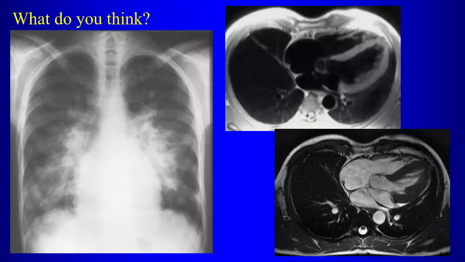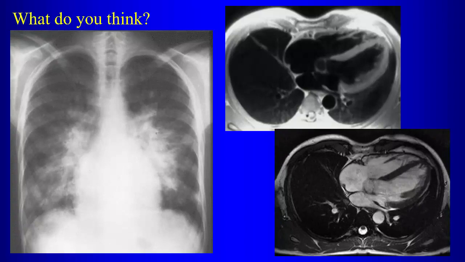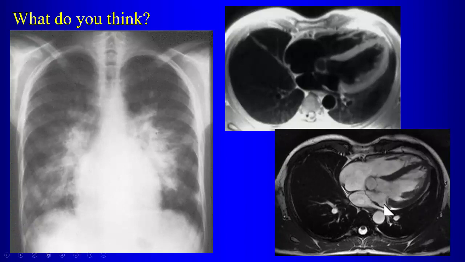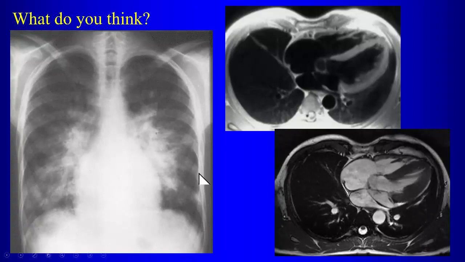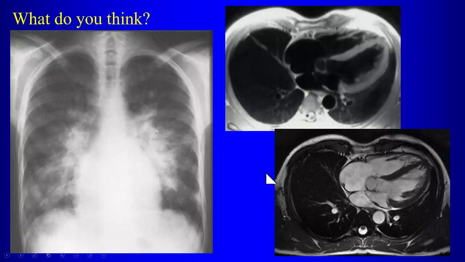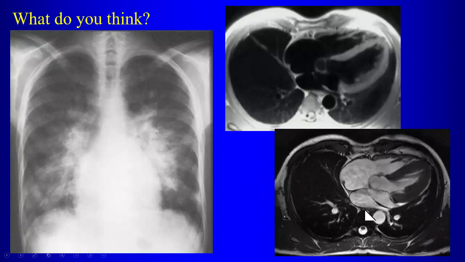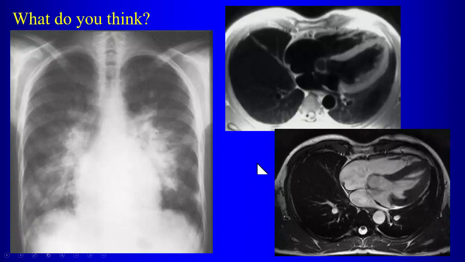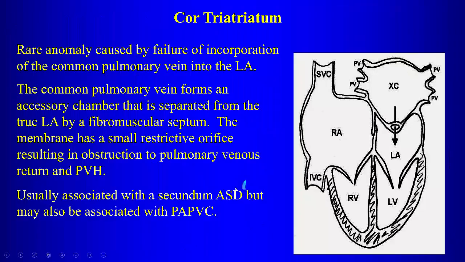That's a membrane that is going through the left atrium, and that results in obstruction of blood flow through the left atrium because of the presence of this membrane, and that results in pulmonary venous hypertension and failure. So this is cor triatriatum. It looks like there are three atria, right? 1, 2, 3. That's why it's called cor triatriatum, but that's really a membrane there within the atrium.